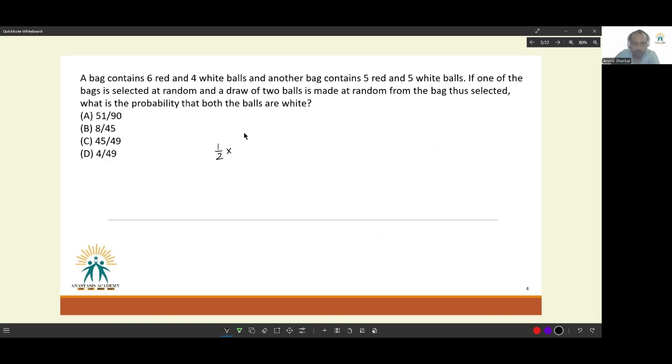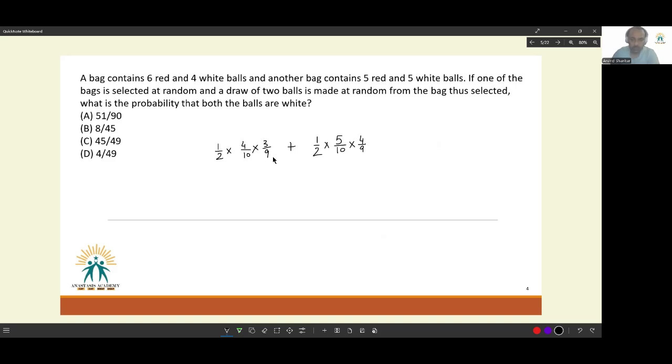And then both the balls being white, the probability will be 4 by 10 into 3 by 9. Or we end up selecting the second bag, probability of which is 1 by 2. Probability of the first ball being white is 5 by 10. Probability of the second ball being white is 4 by 9.